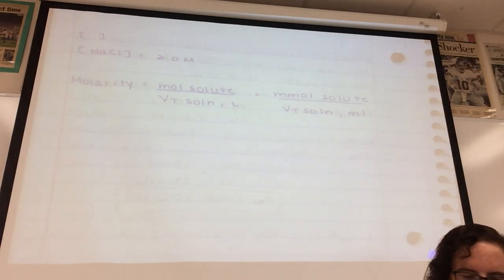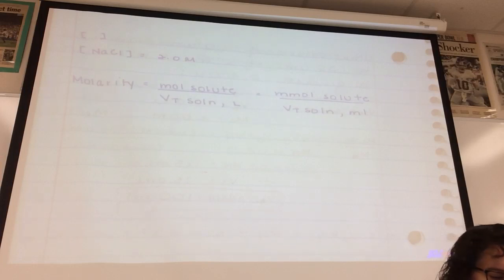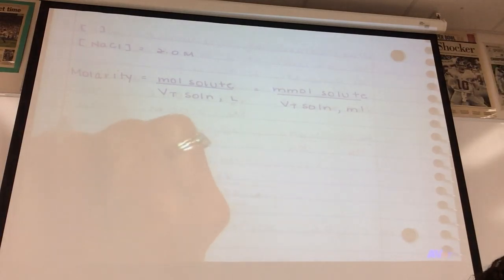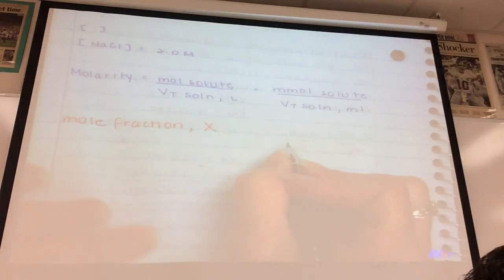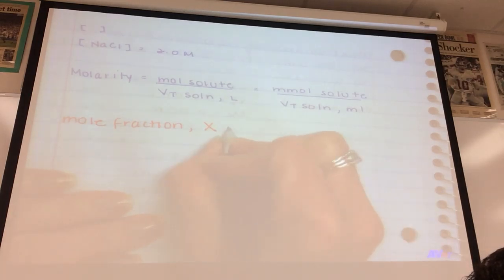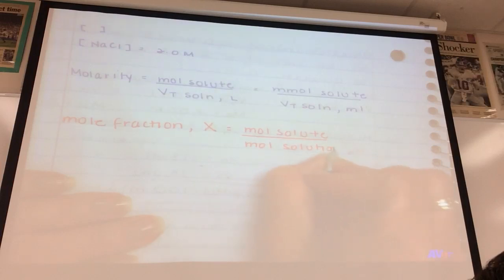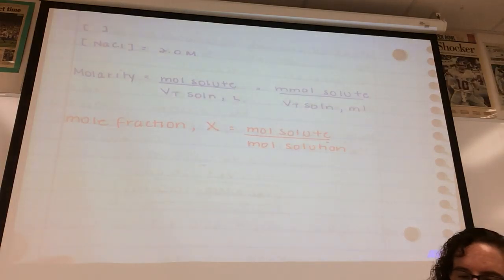In AP, we don't do molality because we took out colligative properties, so we're not going to play with molality this year. We do use mole fraction in the gas law chapter. So mole fraction, abbreviated X, is going to be moles of solute over moles of solution, where moles of solution is moles of solute plus moles of solvent.